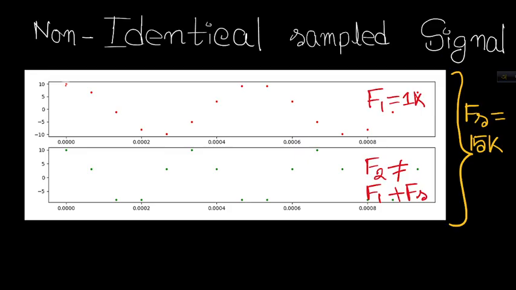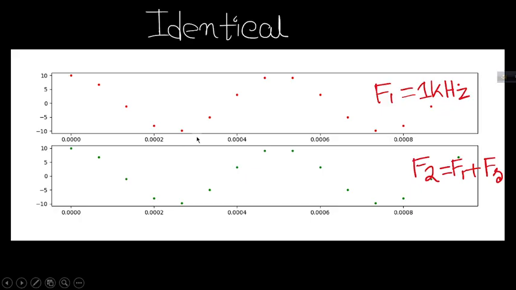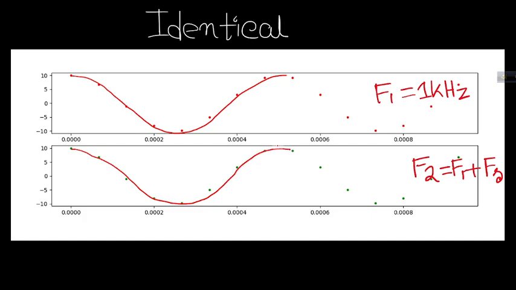These two sample signals are non-identical. Why? Because if I draw a line here, you will have a clear visualization that these two signals are not the same. That means these two signals are non-identical signals. But if you look here, you will see that these two signals are identical. You will see that these two signals are the same.